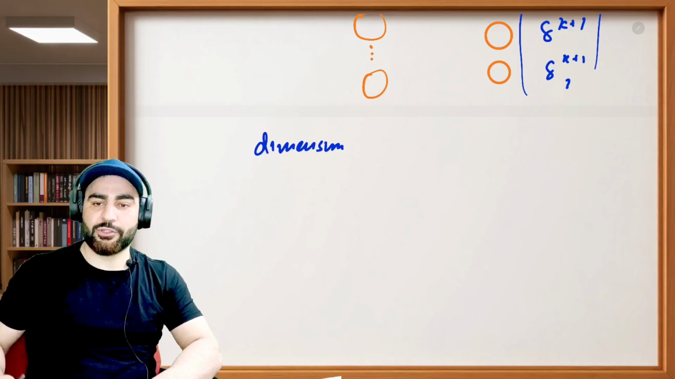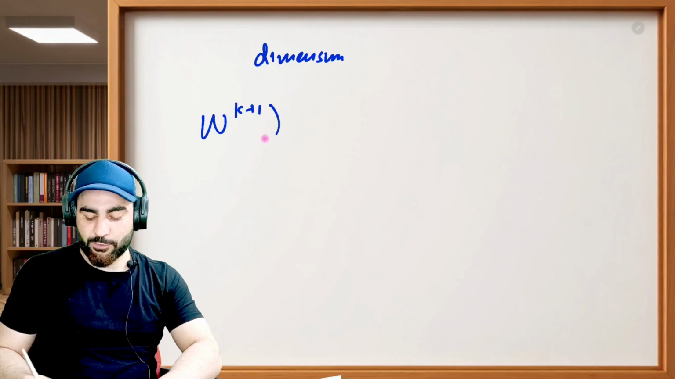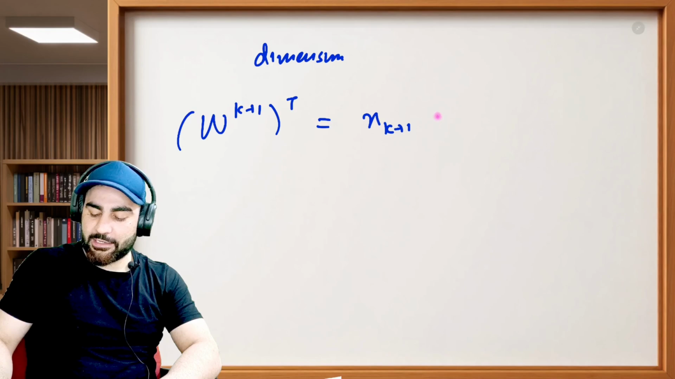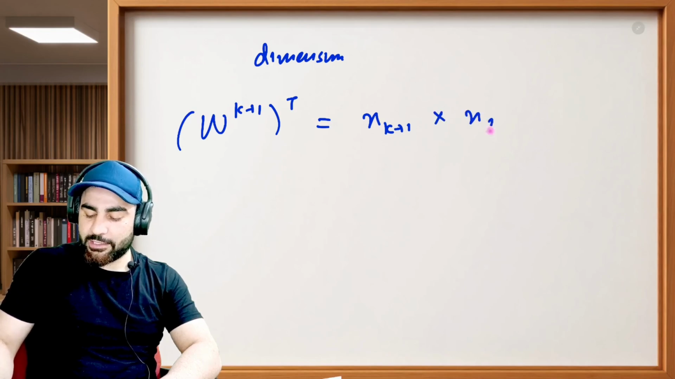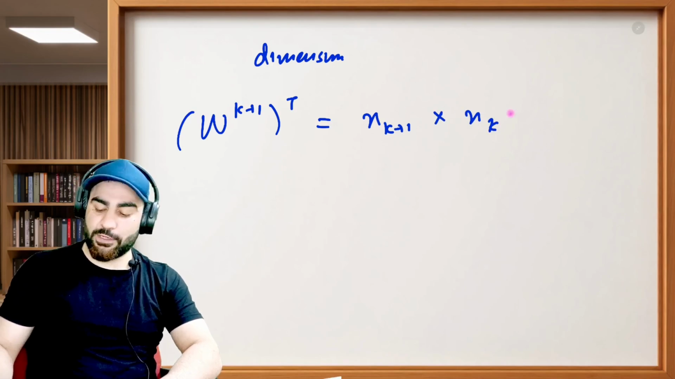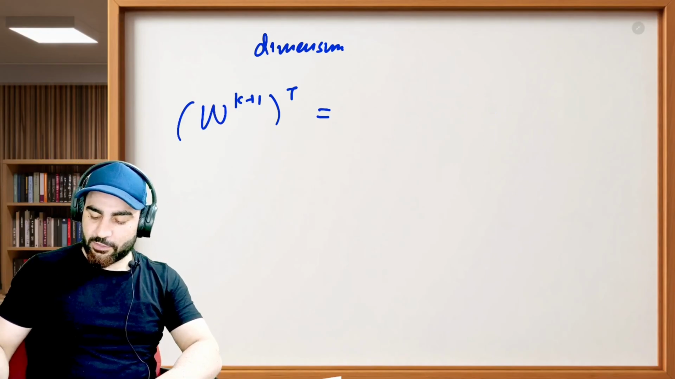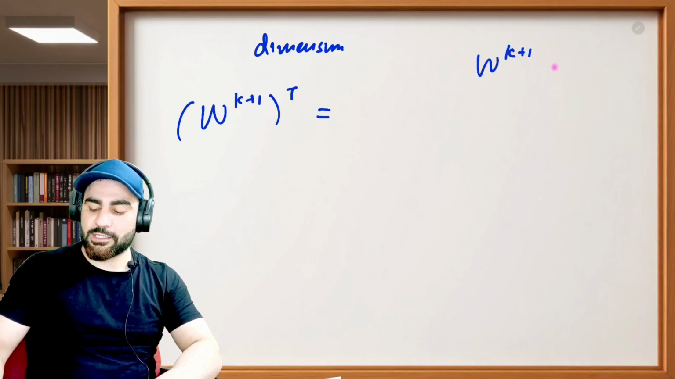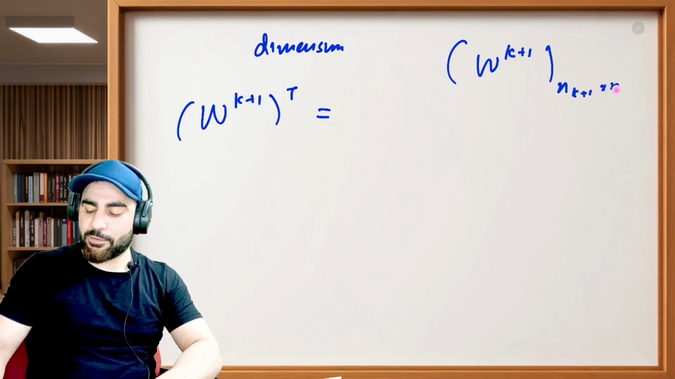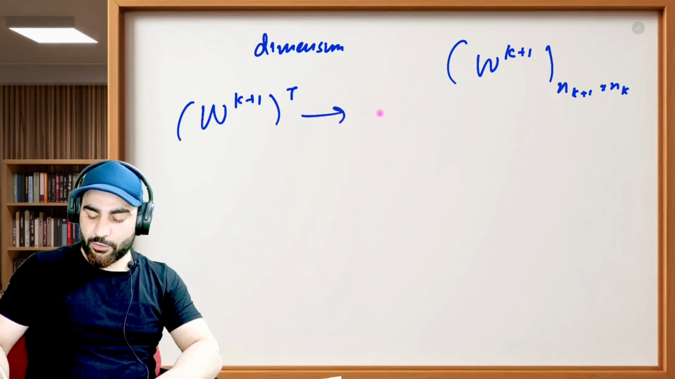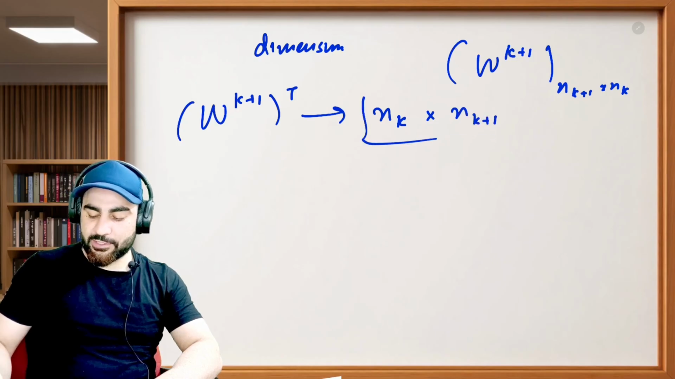Are all the dimensions the same? Let's suppose we have this W k plus 1 transpose. You know how this matrix is constructed. The dimension of W k plus 1 is the number of neurons at the k plus 1th layer cross the number of neurons at the kth layer. Now we want to transpose it, so the dimensions of this will be n k cross n k plus 1.